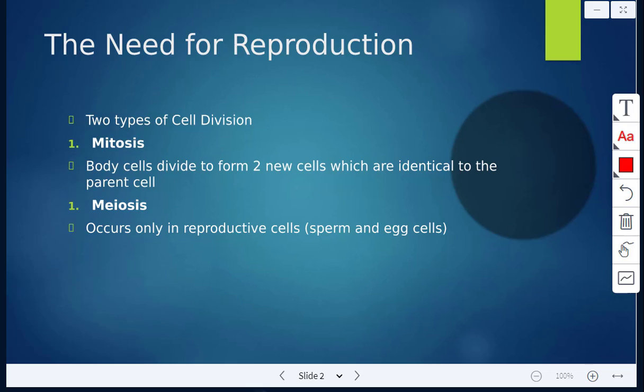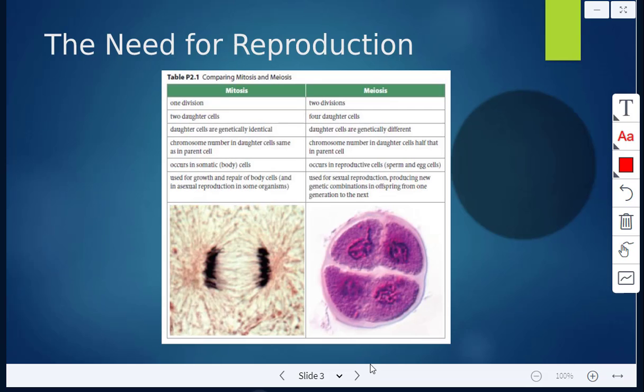So that's where meiosis occurs. Meiosis occurs only in the reproductive cells, which are our gametes, which are the sperm and egg cells. And the reason being is because during meiosis, there is a second cell division required. So here we're looking at just a comparison of mitosis and meiosis. So in mitosis, there is only one division, whereas in meiosis, there's two cell divisions occurring. In mitosis, there's a production of 2 daughter cells, and in meiosis, there are 4 daughter cells.